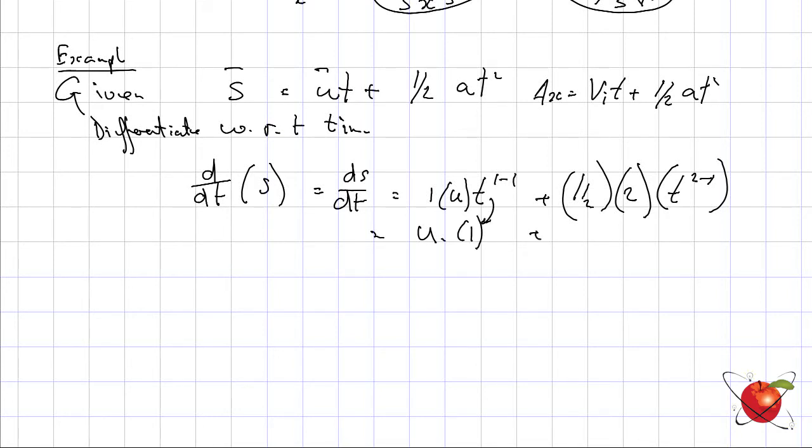Plus a half times 2 is 1 times t. And my a is in the middle, and my a is over there. Sorry, I forgot him. Okay, let me just get that a little tidier, because a is in fact a t to the 2 minus 1, like that. So I end up with that.